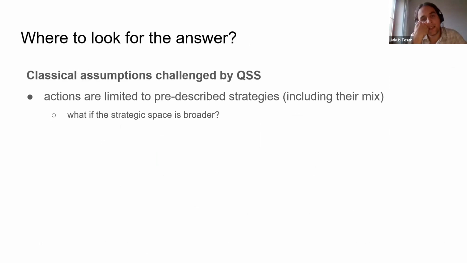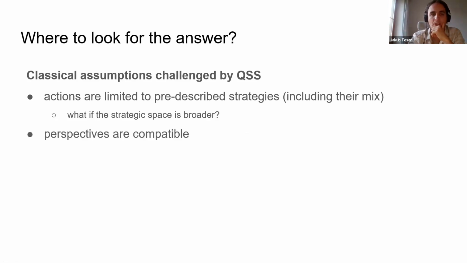The first of them is the assumption that actions are limited to prescribed strategies. So in classical game theory, you have strategy A or strategy B, and you can have their classical mix. So you can flip a coin and choose one, either A or B. But it's always either-or. The result is one or the other strategy. And one of the ideas that you may ask, if you are somewhat familiar with quantum probability theory, is what if the strategic space is broader than just those prescribed strategies?